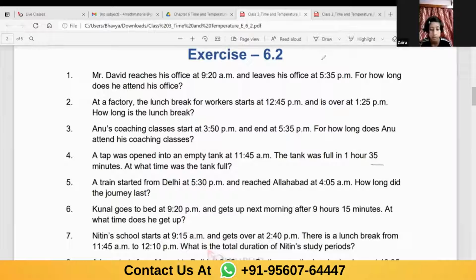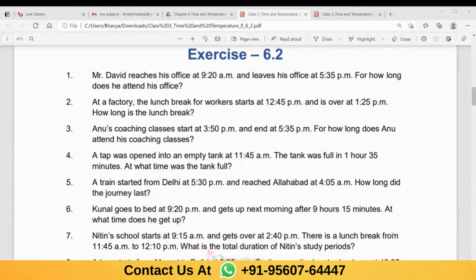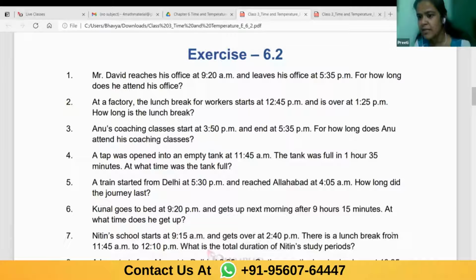Okay, there should be no confusions left over. Now, a train started from Delhi at 5:30 p.m. and reached Allahabad at 4:05 a.m. That means in the evening the train started, and in the early morning the train is reaching. Yes, Ishan, tell me how to do this question.